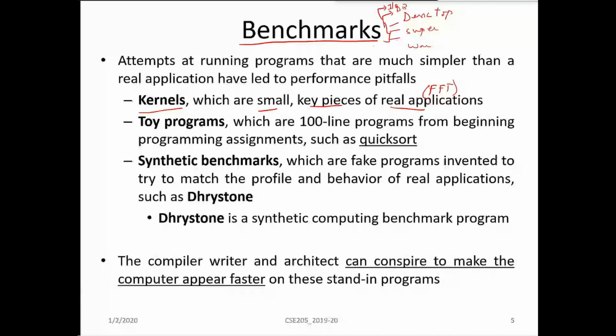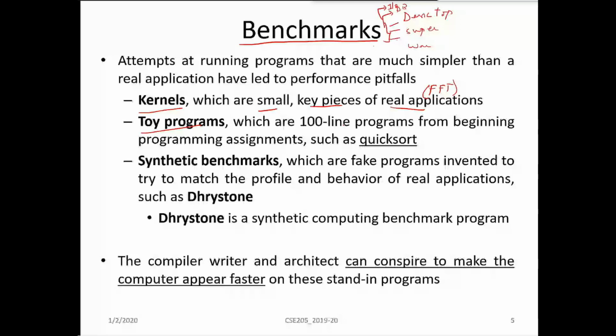Or there are toy programs. I hope you know these toy programs, right? They are programs of around 100 lines from beginning programming assignments, such as quicksort, or, like we are doing, printing hello world, which is also a kind of toy program. Similar kinds of programs they may give, and they try to estimate the performance.